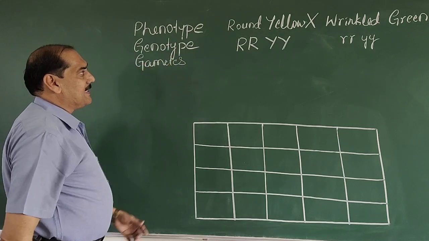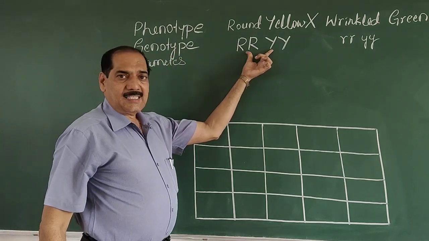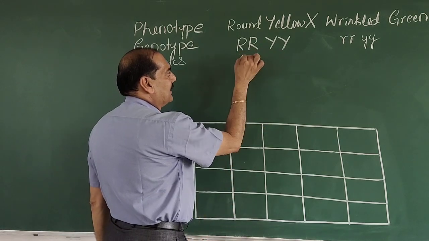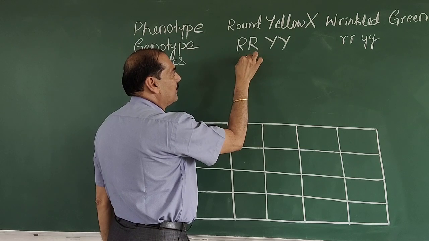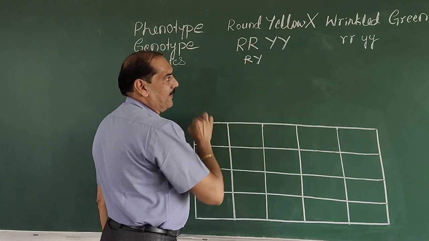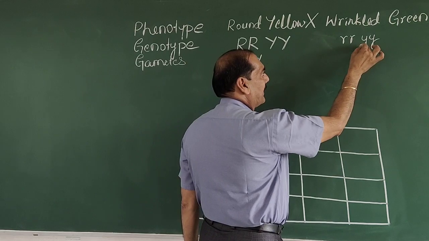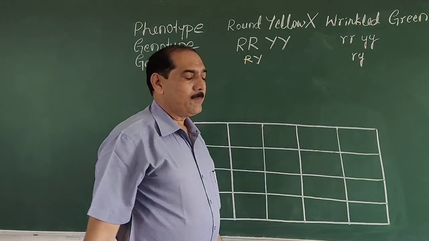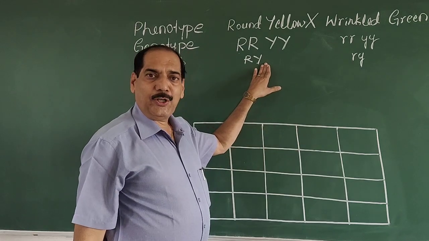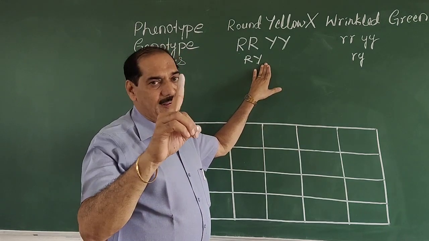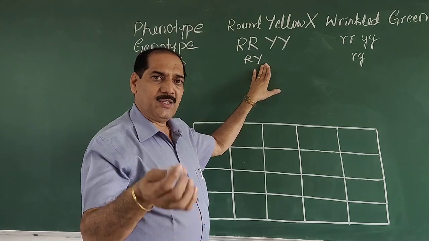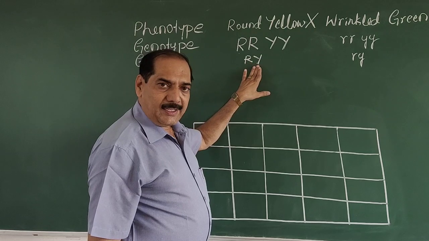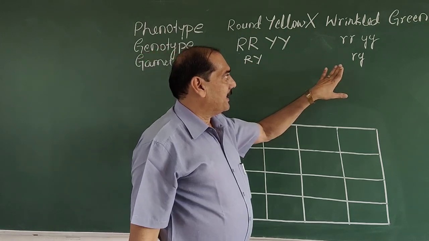During gametogenesis, these two factors will separate. So this factor and this factor together form one gamete. Here also this factor and this factor form another gamete. How many types of gametes are produced from this plant? Only one type. If 1000 are produced, all gametes have the round factor and a yellow factor.